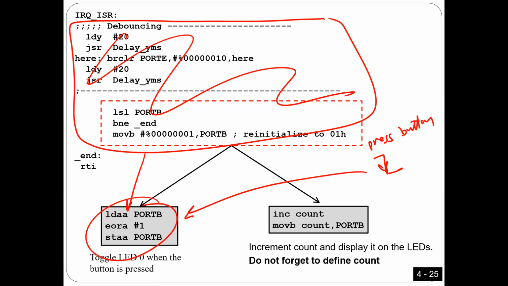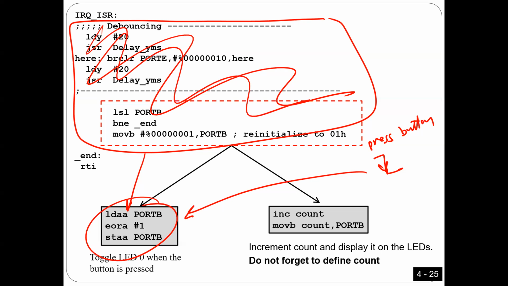This subroutine is going to flip the LED. That means if this LED is on and I press the button, I'm going to make it off. Press again, I'm going to make it on. Press again, on, off, on, off. So that's what I want to say. You are always going to use the same program, but whatever you write here is going to be different, okay?